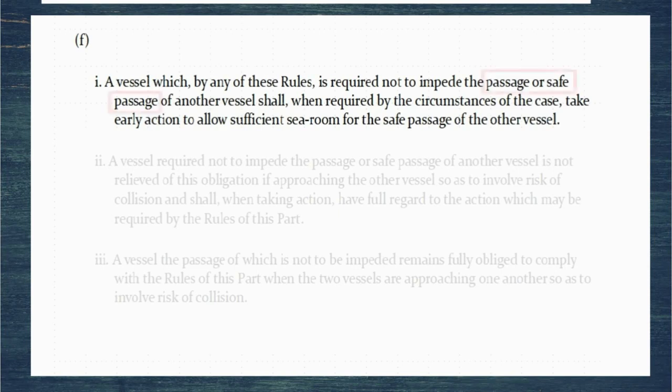So a couple of things in here. Obviously, the first thing that stands out is we're talking about not impeding the passage or safe passage. So within the rules, they'll talk about impeding passage or impeding safe passage, but the action taken is the same regardless of whether it is passage or safe passage. And what we're looking to do is allow sufficient sea room for the safe passage of the other vessel. We're not talking about avoiding collisions, we're talking about allowing sufficient sea room for them.